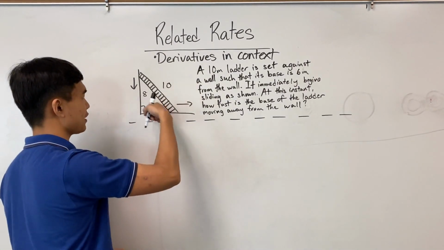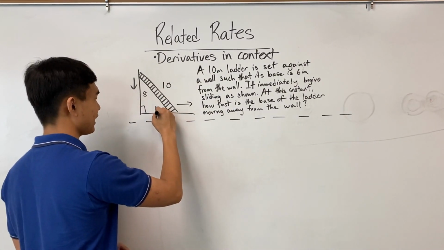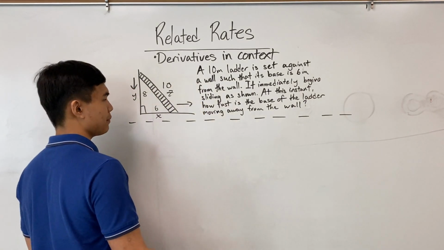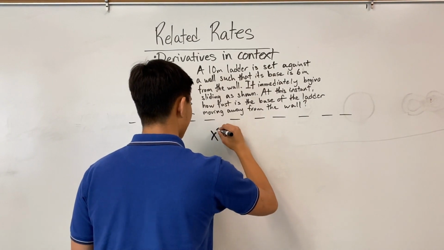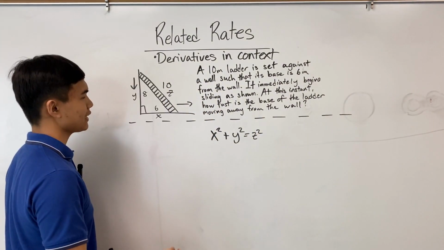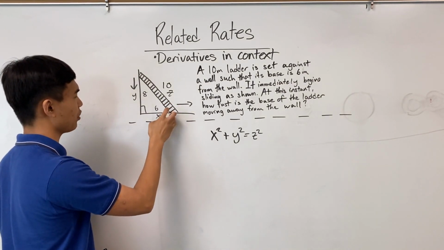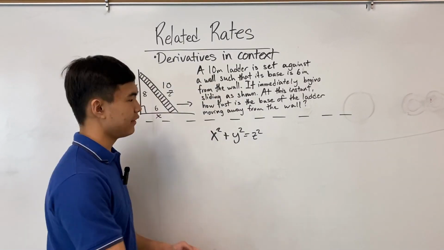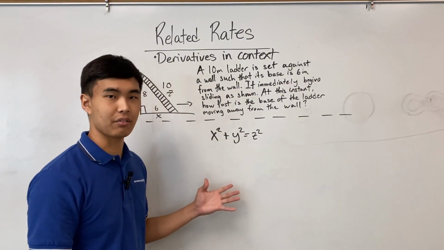What if instead of these specific numbers, we generally refer to the sides as x, y, and z? Then when we apply the Pythagorean theorem again, we see that x squared plus y squared equals z squared. This is because as long as the ladder keeps contact with the floor and the wall, this always maintains a right triangle. And this is the equation that we're going to use to relate the rates in our problem.